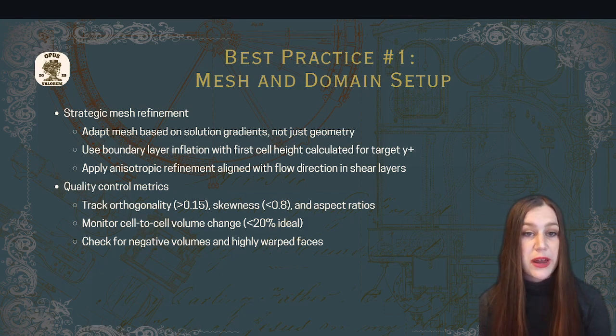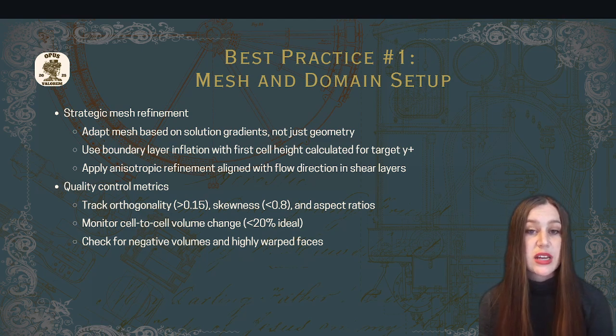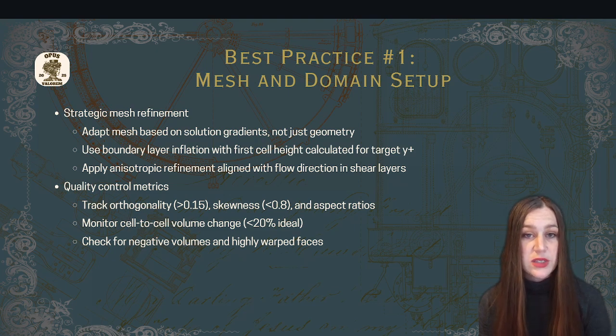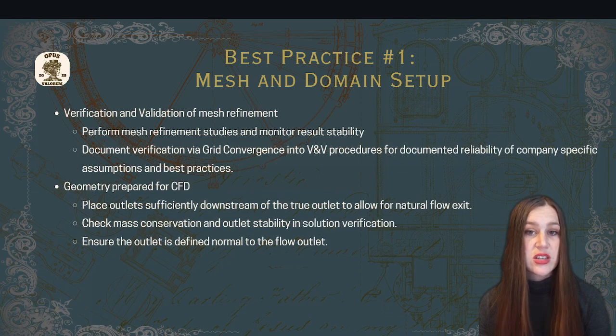The quality control metrics that you should use when constructing your mesh should be orthogonality of greater than 0.15, skewness of less than 0.8, and aspect ratios that are visually acceptable. You can monitor your cell-to-cell volume change with an acceptable range lower than 20%, and checking for negative volumes and highly warped faces. Most CFD packages these days are quite robust in their quality control of meshes.